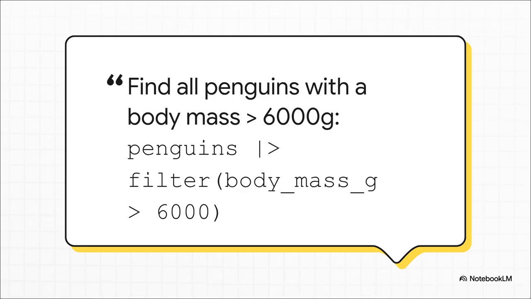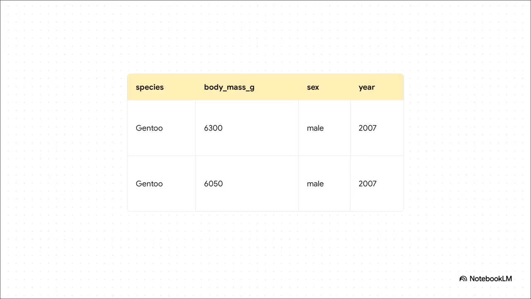And here's our question written out in R code. Just look at how readable this is. It literally says, take the penguins dataset, then, that's our pipe operator, filter it to only show the rows where the body_mass_g is greater than 6,000. It's almost plain English, isn't it? And bam, just like that, here's our answer. R sifted through hundreds of rows and found the exact two penguins that match our criteria. I mean, that's the power right there. We asked a clear question and got a direct, instant answer. So cool.